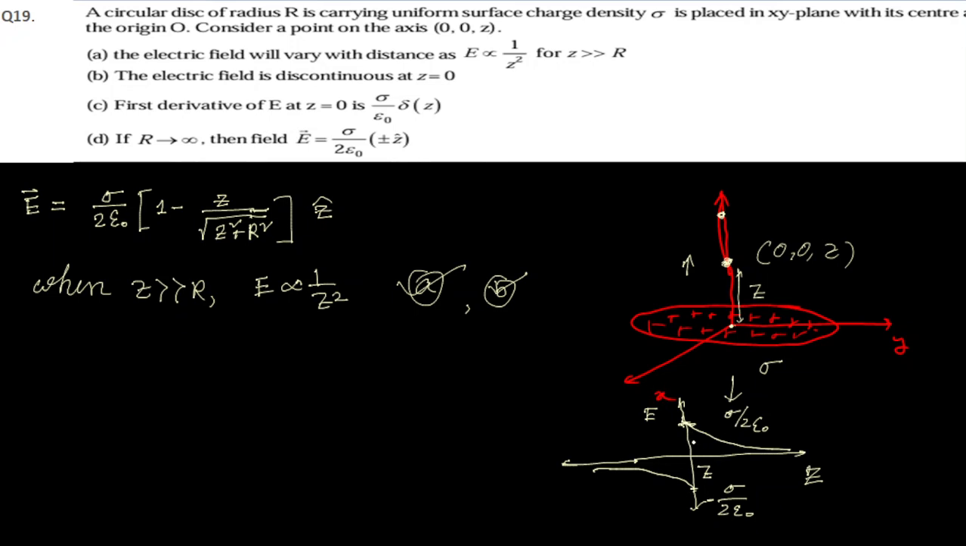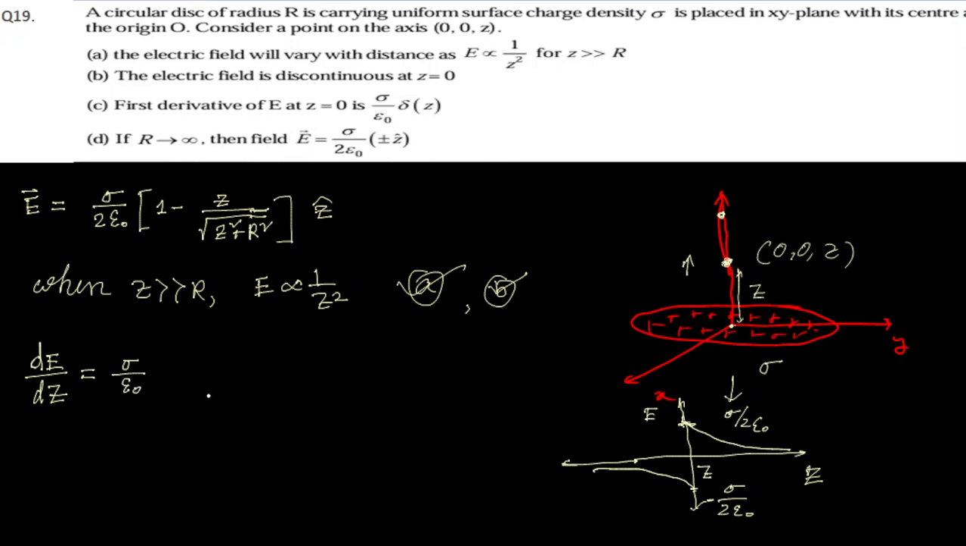So in this case the electric field is a function of z and it has a finite amount of discontinuity at z equals 0. Therefore, if we calculate the first derivative of the electric field at z equals 0, that will give you the amount of discontinuity at this position. We have already calculated it in the last class, sigma by epsilon naught. This is the amount of discontinuity.